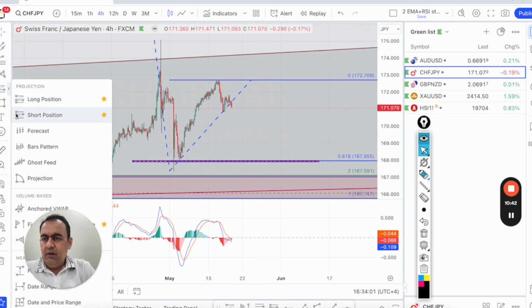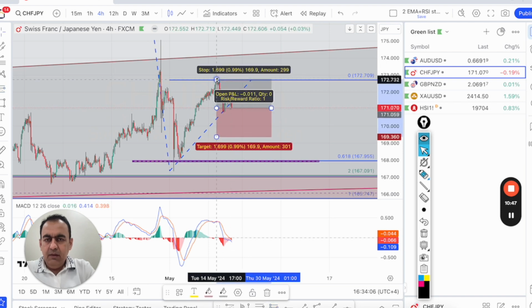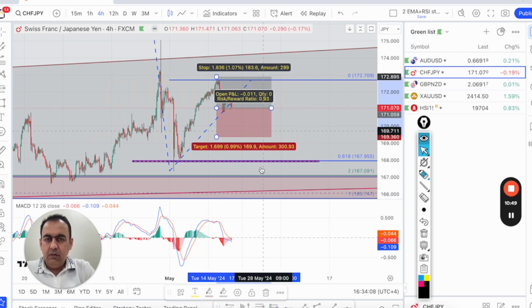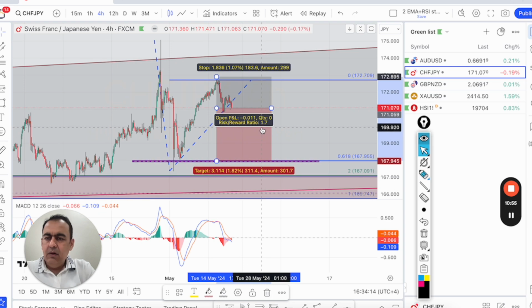If I check the short position risk and reward based on the entry and current price, stop loss above this lower high, target with the next Fib extension, so we can easily achieve the risk and reward of 1.7, which is good.